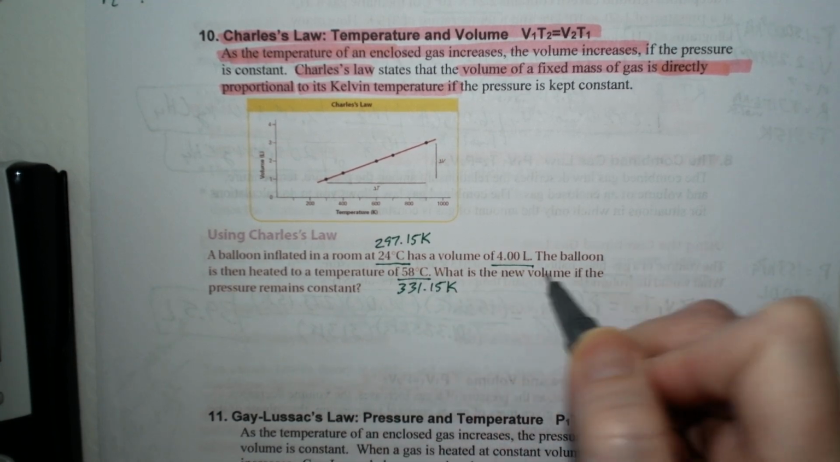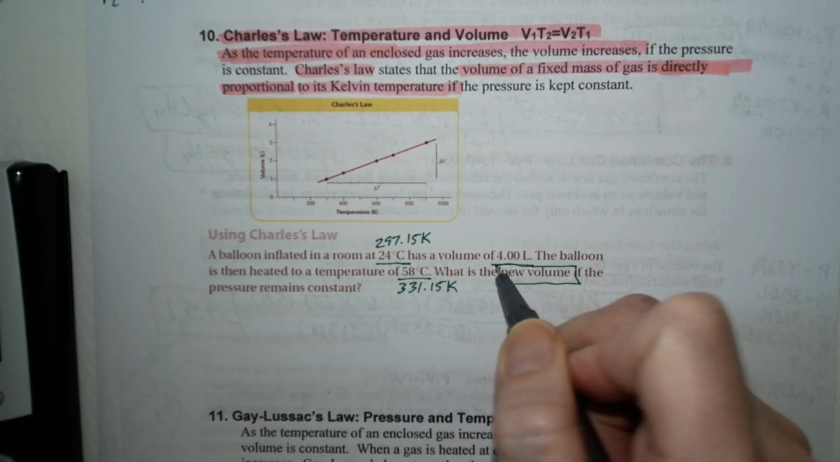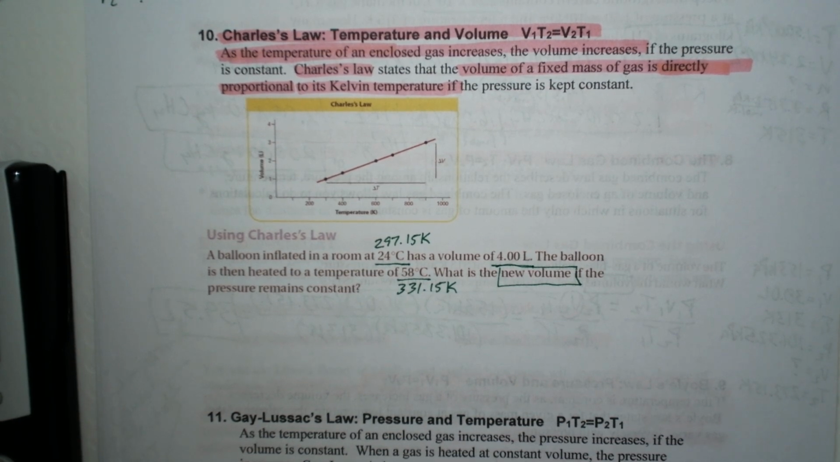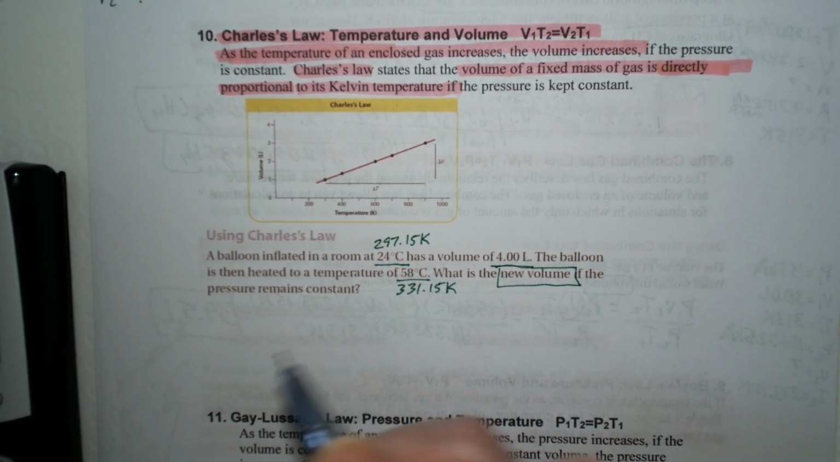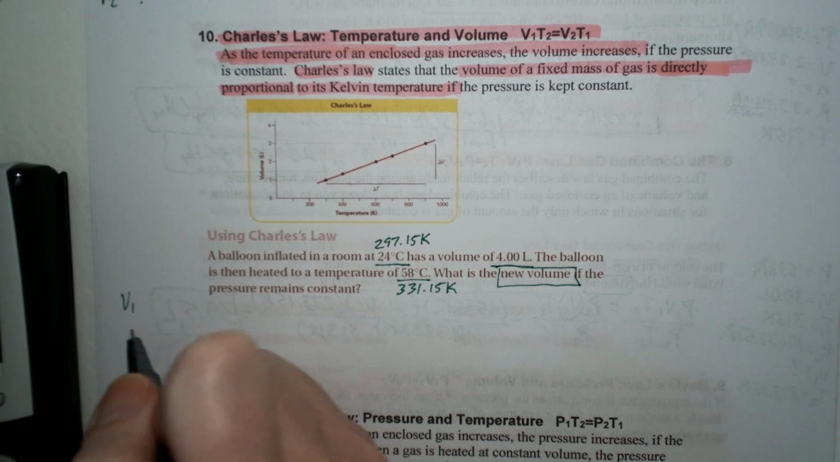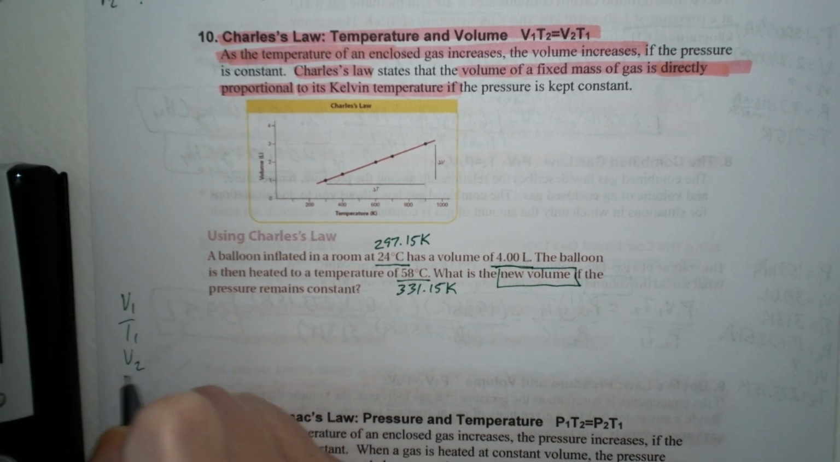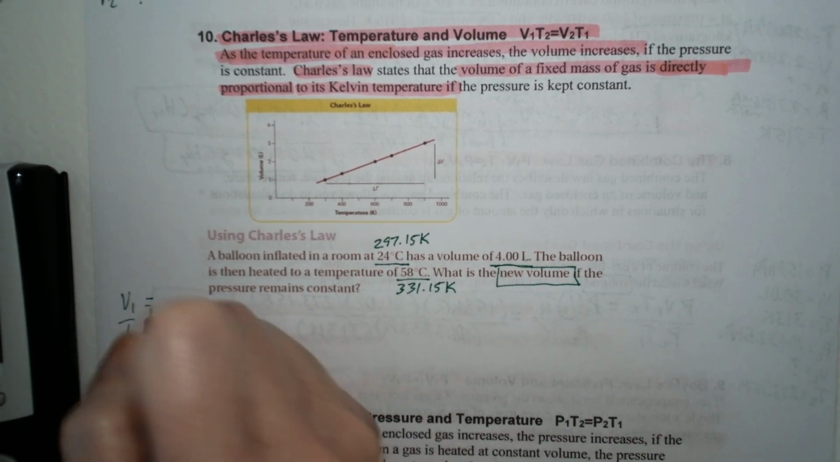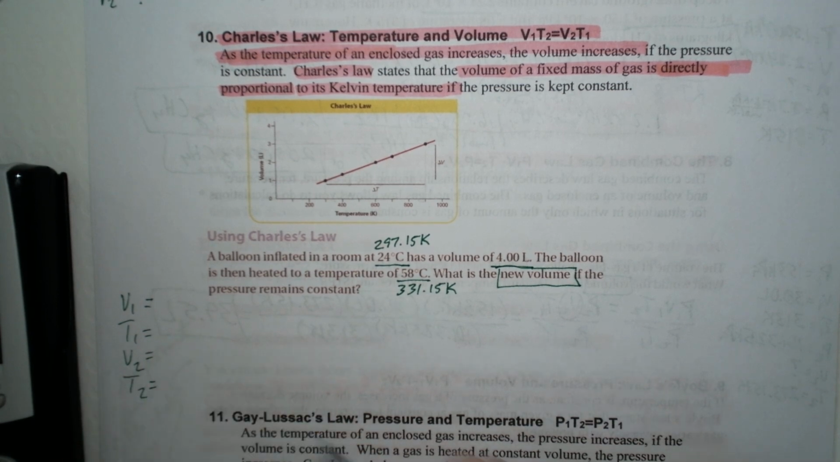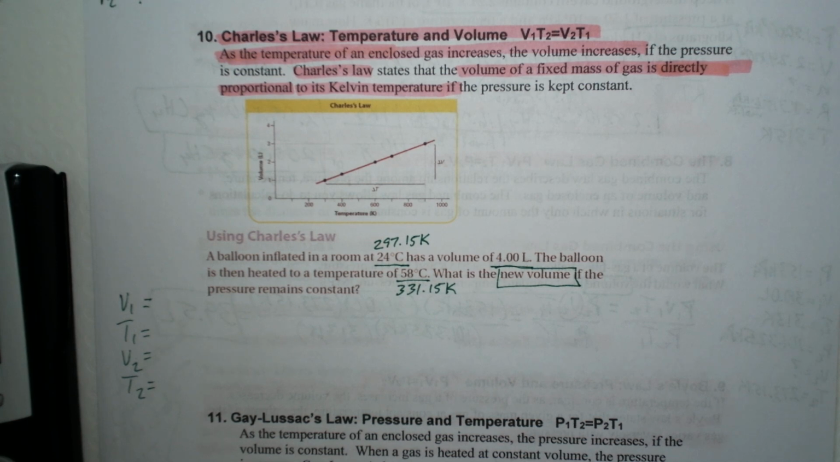Okay, what is the new volume if the pressure remains constant? Okay, so in this case, we have a V1, a T1, a V2, and a T2. And that's all we've got because there's no pressure change, there's no R value, because this is an initial and a final. You can only use the ideal gas law if there's no initial and final, only one set of conditions.